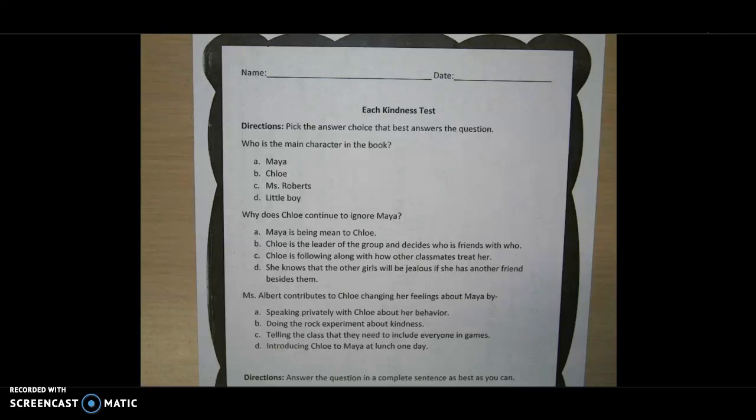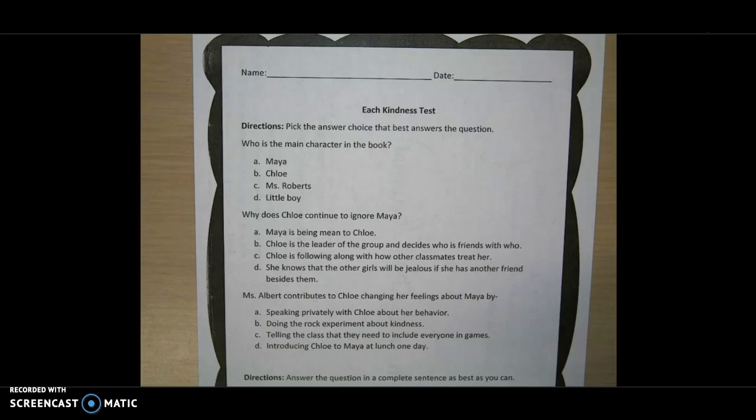Each kindness test. Directions. Pick the answer choice that best answers the question. Who is the main character in the book? A. Maya, B. Chloe, C. Miss Roberts, or D. Little boy? Why does Chloe continue to ignore Maya?